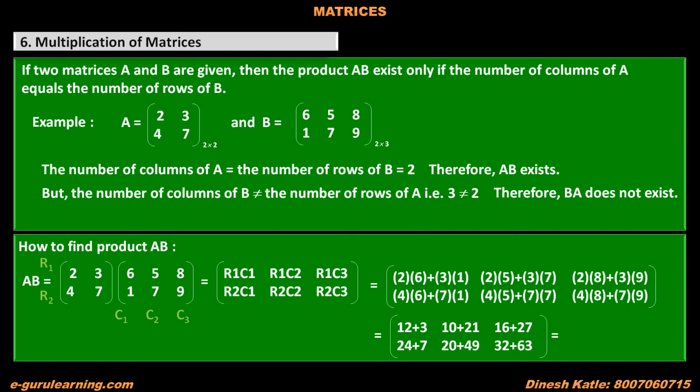is equal to 12 plus 3 is 15, 10 plus 21 is 31, 16 plus 27 is 43, 24 plus 7 is 31, 20 plus 49 is 69, 32 plus 63 is 95. This is the resultant matrix product AB.